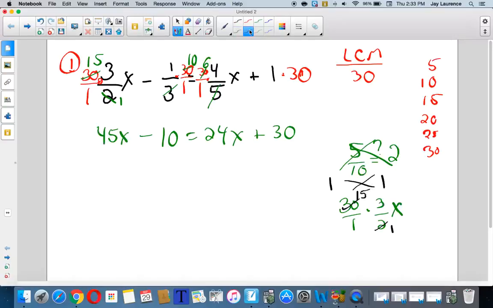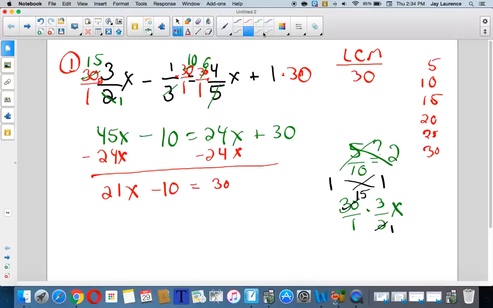Now, I don't like having variables on both sides of the equation, so I'm going to take care of it. I'm going to take one of them away. So I'm going to subtract 24x. All right, so 45 minus 24 would be 21x minus 10. That's going to equal 30.